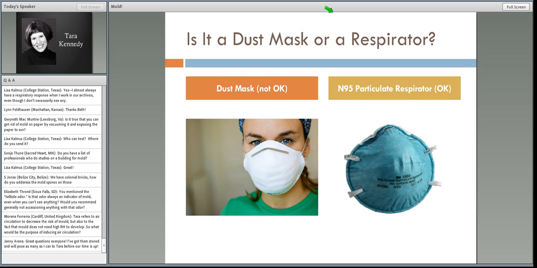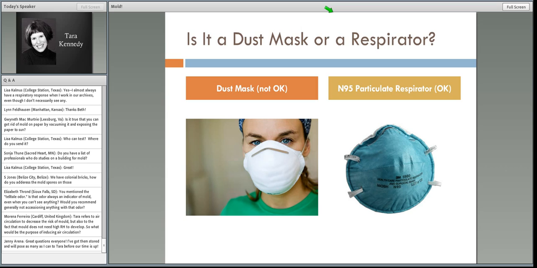Now, if you're talking about molds, these are teeny, teeny little microscopic things that you're not going to be able to see readily with the naked eye. So something like a dust mask isn't going to be very helpful in protecting you because it's not going to be able to filter out something that tiny. So you want to get something like the one on the right, which is an N95 particulate respirator. They'll call it an N95 particulate mask. They'll call it all sorts of names. But make sure it says that it's an N95.